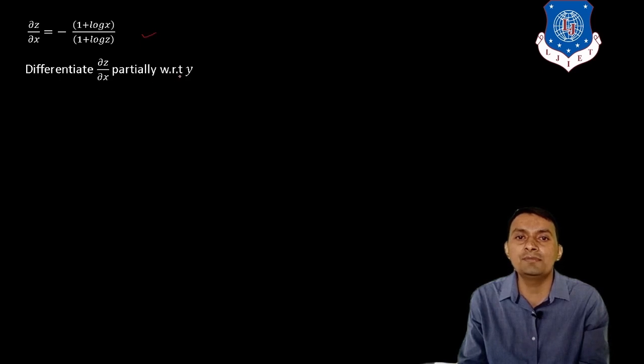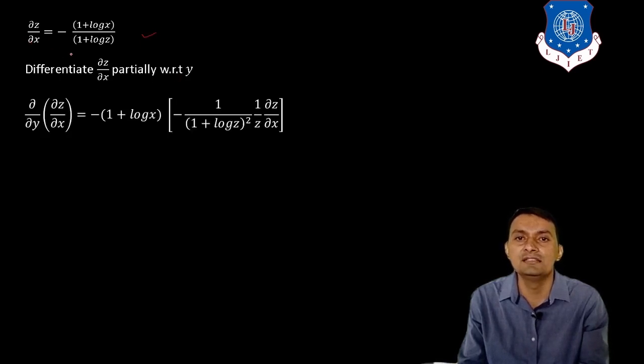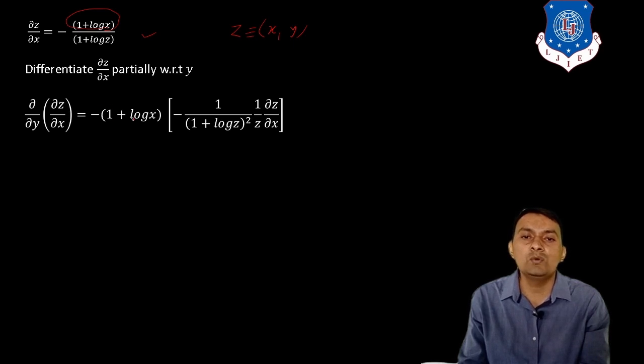Now again I have to do the partial derivative with respect to y of this function. Whenever we do partial derivative with respect to y, 1 plus log x is going to be a constant quantity, and 1 divided by something, because z is a function of x and y, therefore 1 plus log z is what depends on y. So in that case, minus 1 plus log x is there, so minus 1 divided by 1 plus log z raised to power 2, and then we take the derivative del by del z of 1 plus log z.